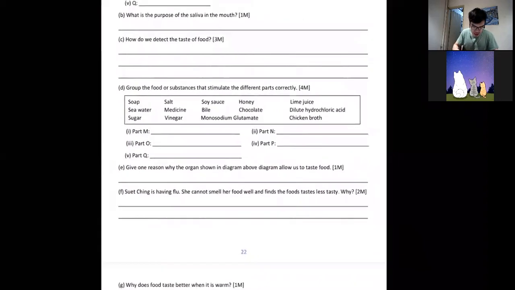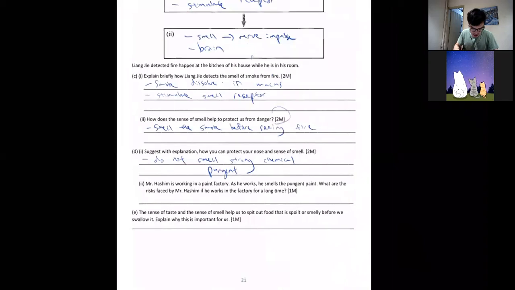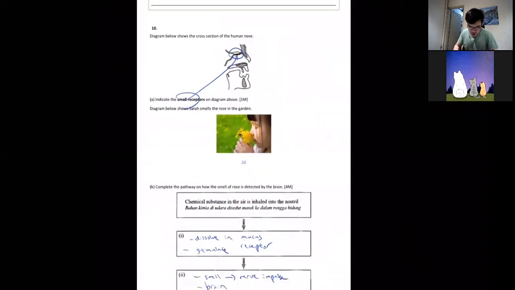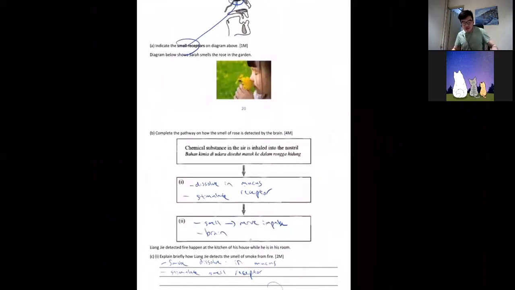What's the answer for 10A? 10A is here: smell receptor. Sorry, I'm going a bit fast. I'm trying to finish everything as I can. So the answer will be posted in Google Classroom. You can go and check it there. Before you go for holiday, please kindly go and refer to the answer. If you're too lazy to copy it down, you can just print it out, staple it behind your notes, so the next time you can refer to it easier for you.